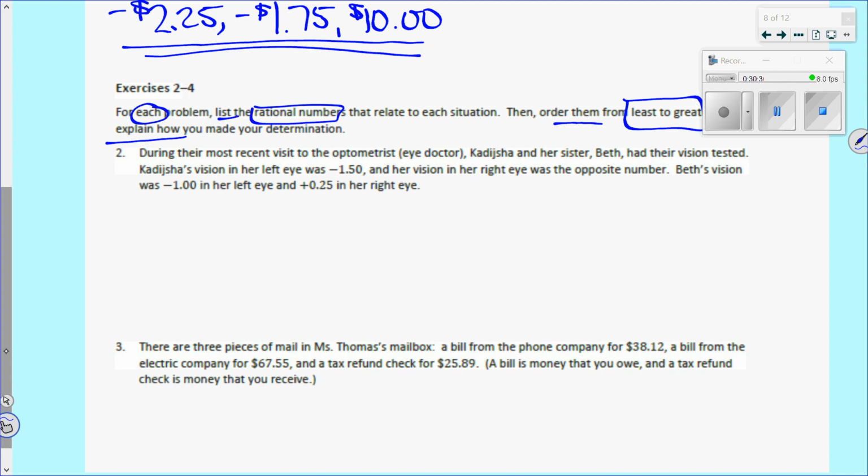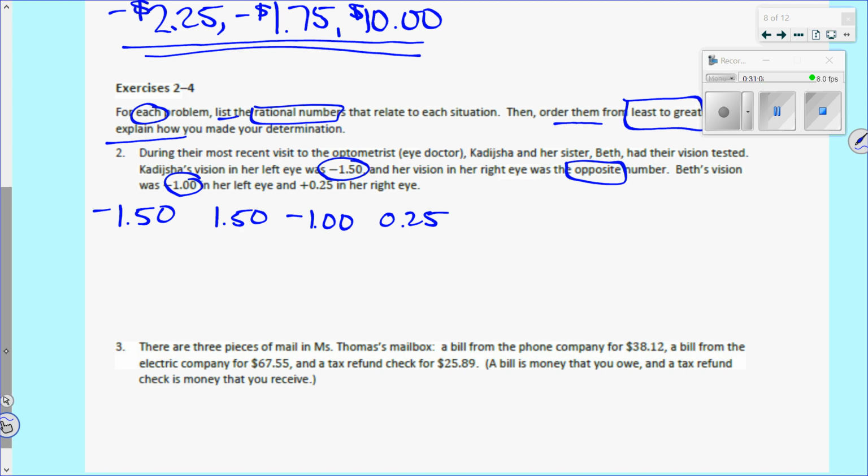During their most recent visit to the optometrist, Kadisha and her sister Beth had their vision tested. Kadisha's vision was -1 and 50/100ths in her left eye. Her vision in her right eye was the opposite. So what would the opposite be? Plus 1 and 50/100ths. Beth's vision was -1 in her left eye and plus 25 in her right eye. So we've got them all.